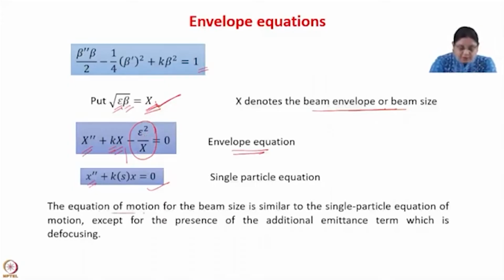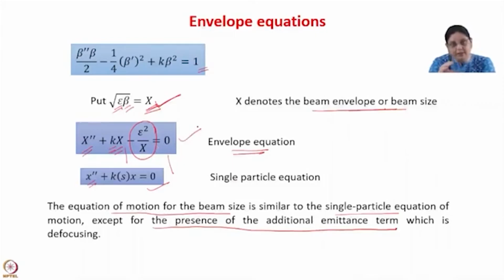So the equation of motion for the beam size is similar to that of the single particle equation of motion, except for the presence of an additional emittance term which is defocusing. So this is the envelope equation which describes the evolution of the beam envelope as a whole, and this is the equation of the single particle under the influence of the externally applied forces due to magnets.